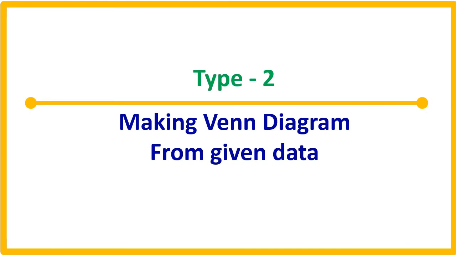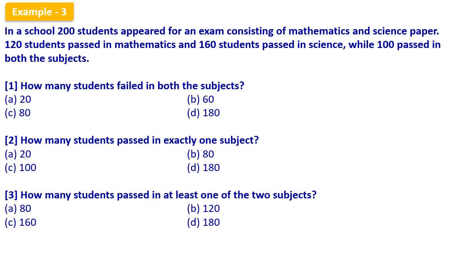Type 2 questions. Making a Venn diagram from the given data and answering the questions. Example number 3. In a school, 200 students appear for an exam consisting of mathematics and science paper. 120 students passed in mathematics and 160 students passed in science, while 100 passed in both the subjects. On the basis of the given data, you have to construct a Venn diagram and answer these 3 questions. Now let us see how to construct a Venn diagram from the given data.